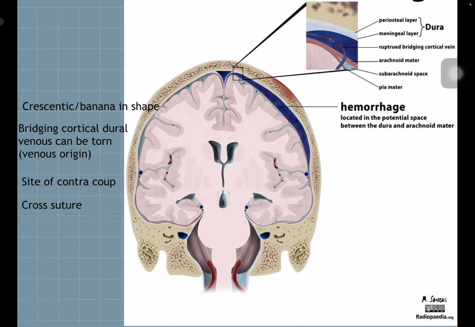So subdural hemorrhage has a particular shape, crescentic or banana in shape. It might be due to a torn bridging cortical dural vein, so it is venous in origin. It might be the site of contrecoup, and it can cross sutures.